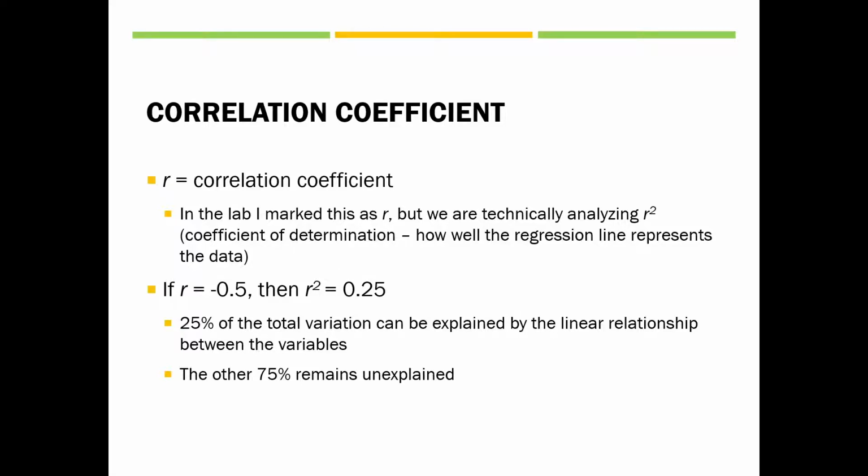So when we calculate R, basically R squared is R times R. So it will represent how much of the variation can be explained by the linear relationship. So in this case, if R is negative 0.5, then R squared is 0.25. So this is indicating a negative correlation, but R squared will give you a positive number. So 25% of the total variation can be explained by the linear relationship, and the other 75% remains unexplained, basically.